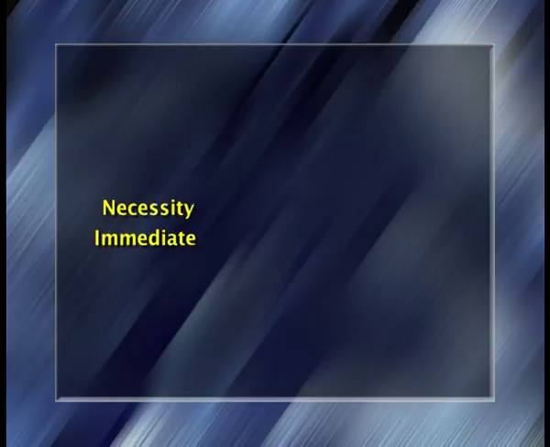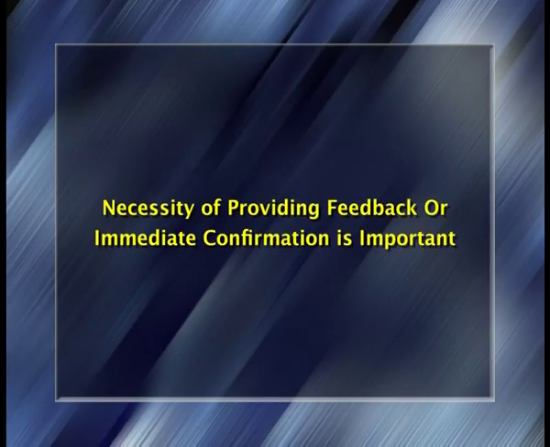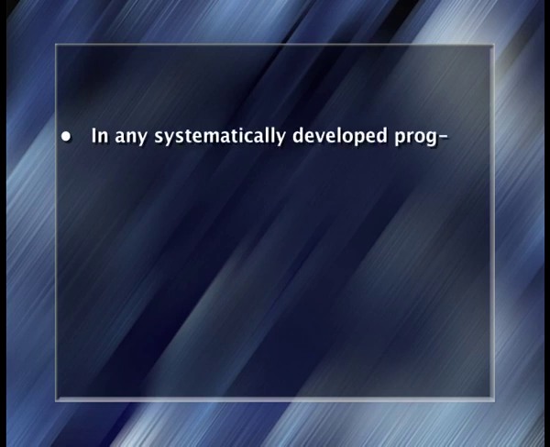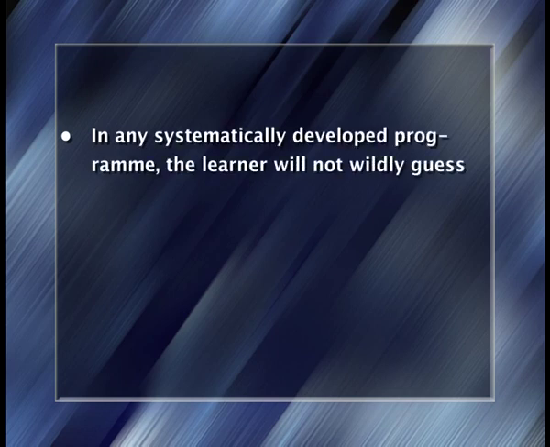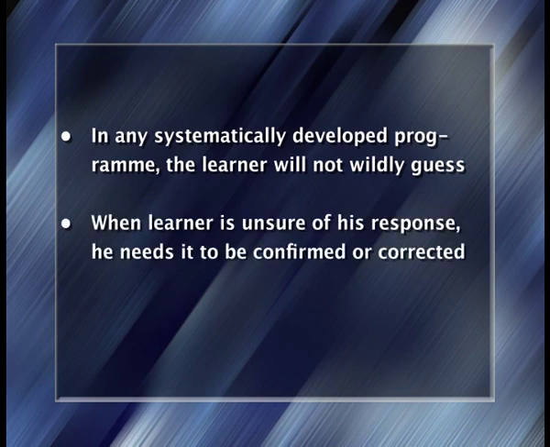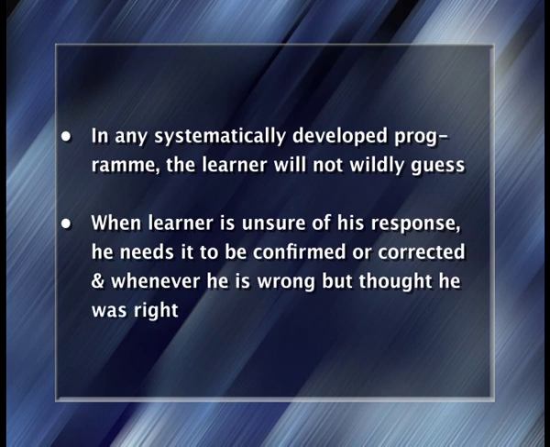This makes the learner more cautious in future and he reads the frame more carefully next time. Necessity of providing feedback or immediate confirmation is important from 2 points. Number 1, in any systematically developed program, the learner will not wildly guess. Number 2, when the learner is unsure of his response, he needs it to be confirmed or corrected, and whenever he is wrong but thought he was right.